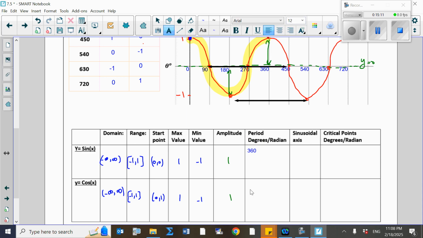And here as well, these are the period of the function. But if the function is in degrees, it's 360. If the function is in radians, or if we're using the radian measurement of the angle, then we say the period of the function will be 2 pi, because you know that 360 degrees is 2 pi radians.